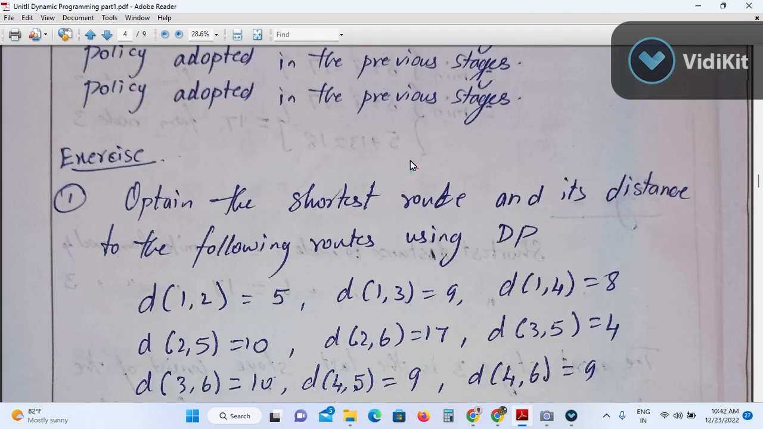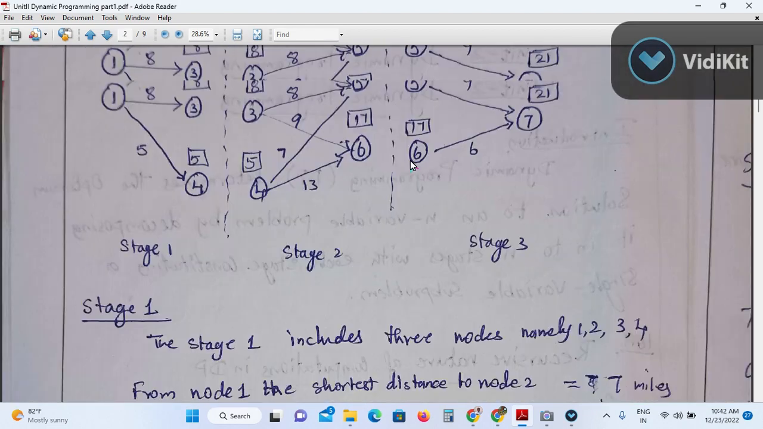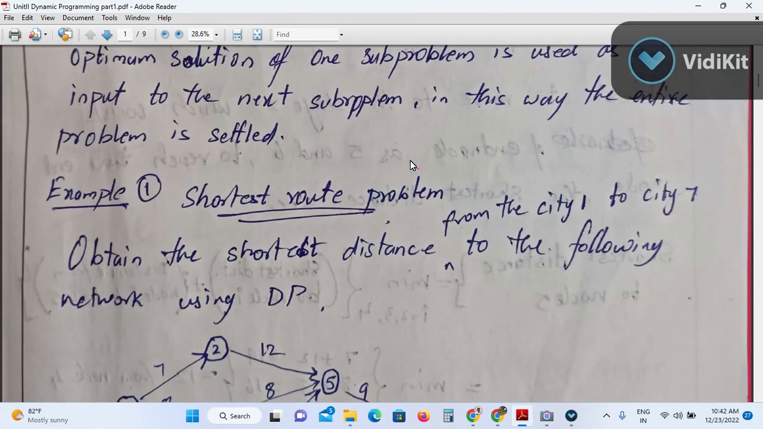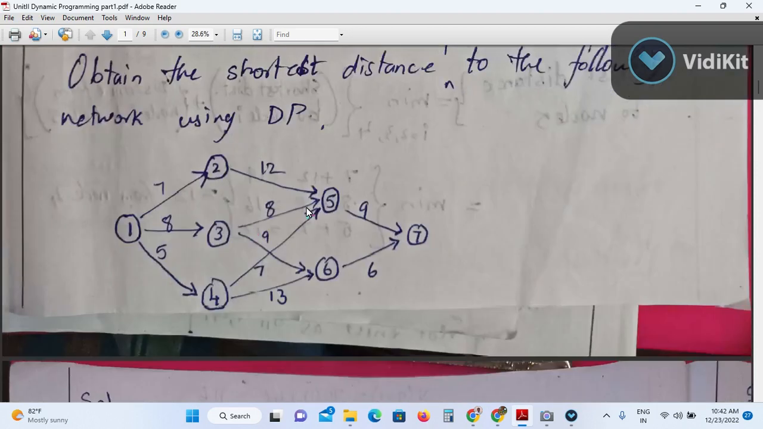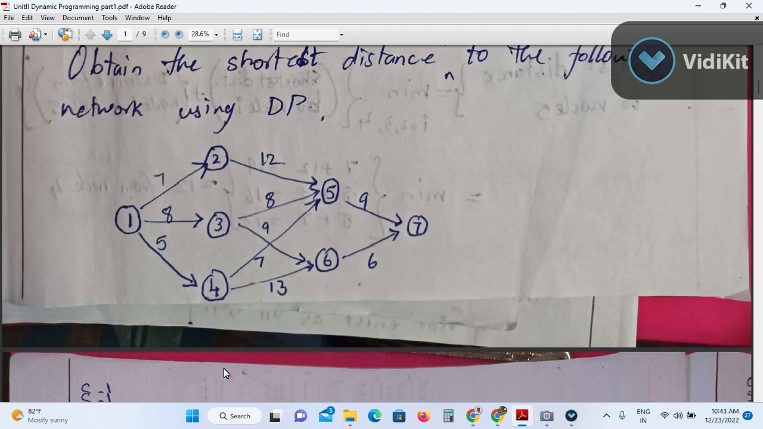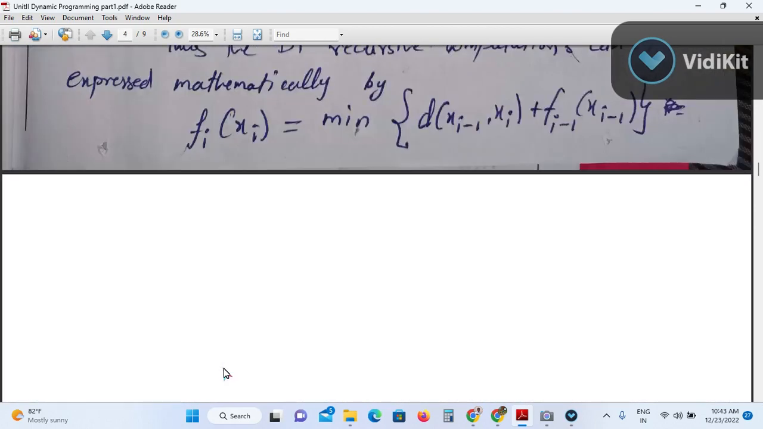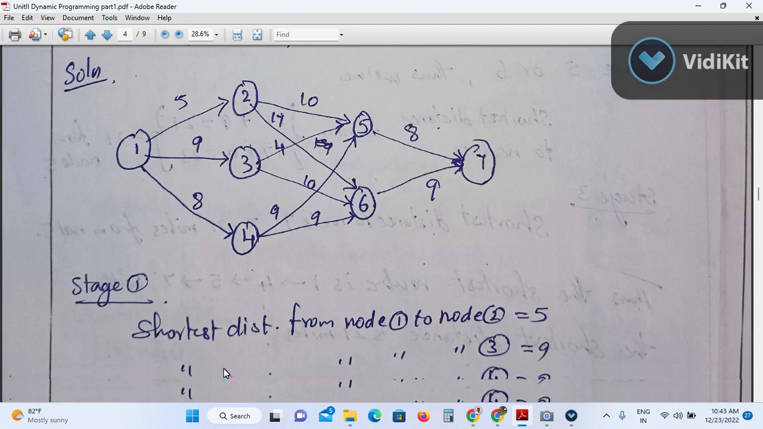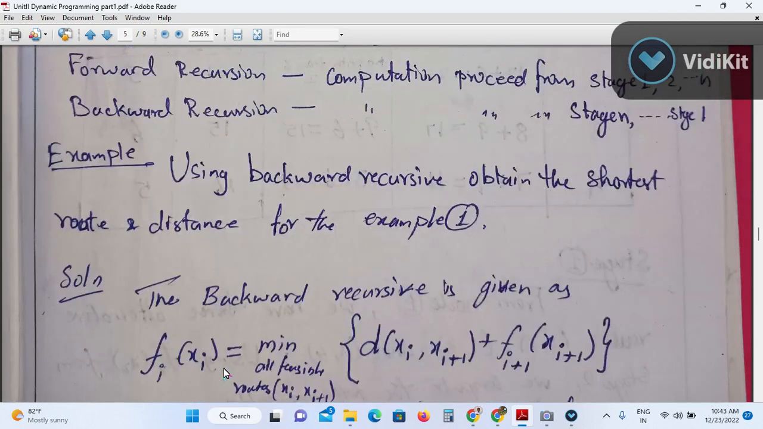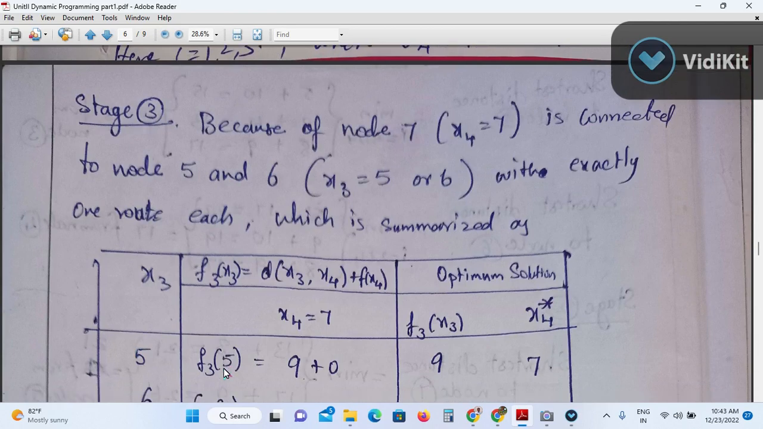So I think maybe remember this network. Once again, I just recall that example. From 7 you are moving backward, to either 5 or 6. Again from 5, there are two possibilities: either you can go to 2 or you can go to 3. Again for 6, either you can go to 3 or you can go to 4. Similarly for 2, 3, 4 also. So this is the way you are moving in the backward operation. So let's come back here.